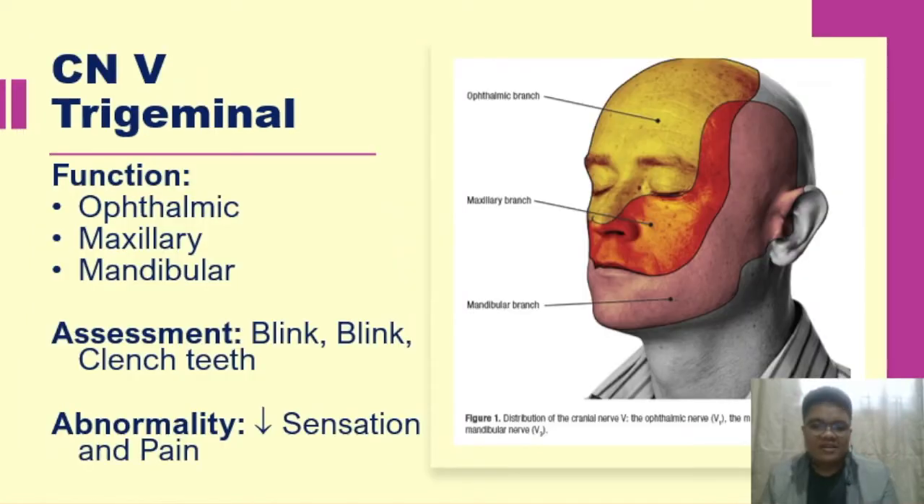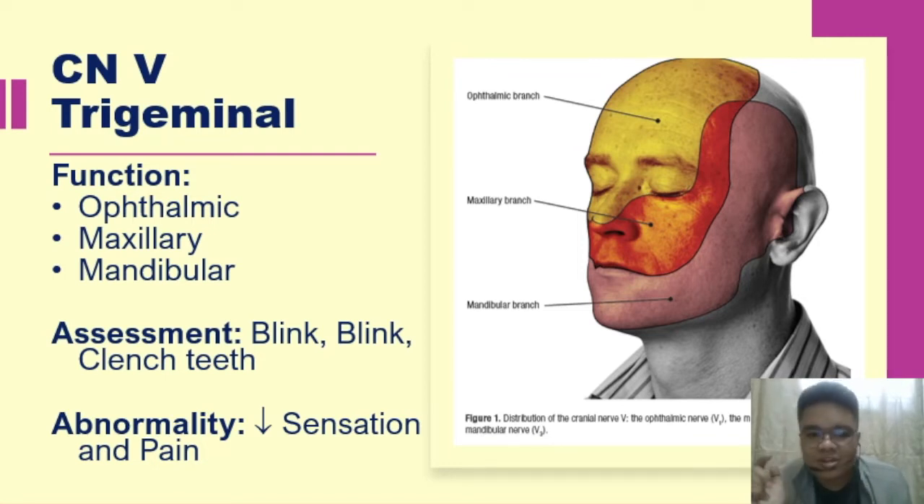Okay, then CN5. Your CN5, some say Mary money but. Okay, but. So this is both. Your CN5 is also known as your trigeminal nerve. You need to remember this because we have a condition referred to as trigeminal neuralgia. Your trigeminal nerve, for us to understand it, is divided into three parts, or three branches. You have your ophthalmic branch, your maxillary branch, and then your mandibular branch.